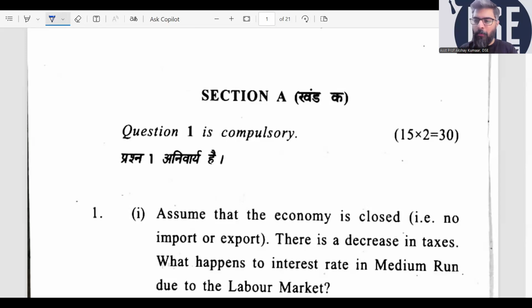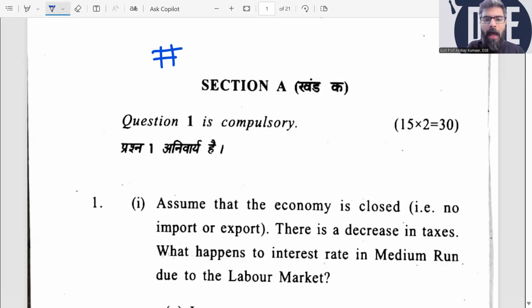Okay, I hope I'm audible to all my students who are attending this lecture for the Intermediate Macroeconomics Part 1 course. In this lecture, I'm going to start with the discussion of the 2023 question paper, which has come up at Delhi University for all those students who are pursuing economics honors. And the name of the course is Intermediate Macroeconomics Part 1. So let's start with the 2023 question paper discussion.